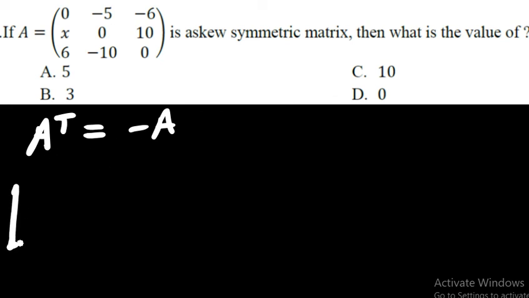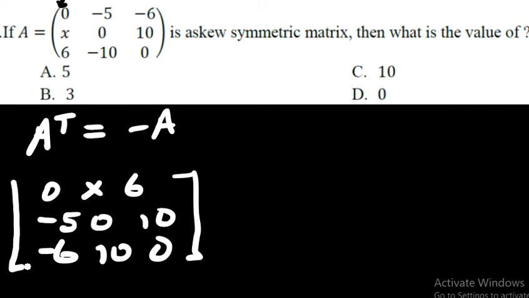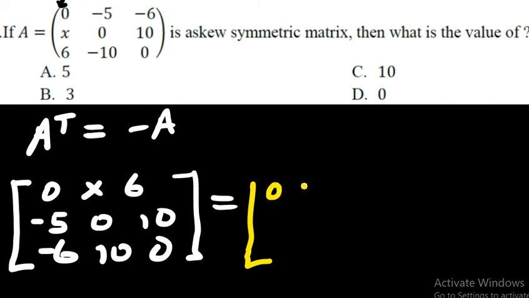So let's find the transpose of A now. Transpose means the first column you will take as the first row. So let's do it. So 0, x and 6. The first column I wrote as the first row, and again negative 5, 0 and 10. Again negative 6, 10 and 0. This is the transpose of A. This must be equal to the negative of A, meaning I'm going to negate every entry. That means 0, 5 and 6. The second row will be negative x, then 0, negative 10, and the third one will be negative 6, 10 and 0.